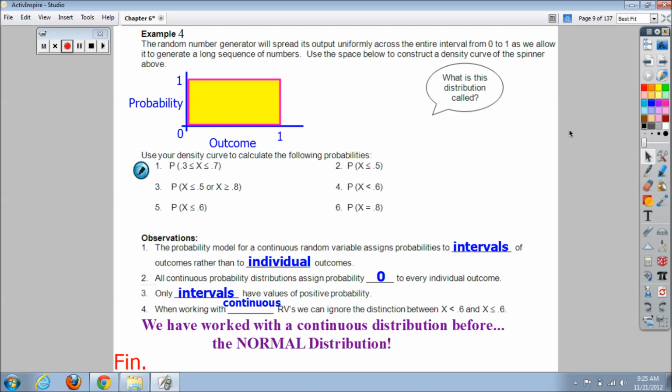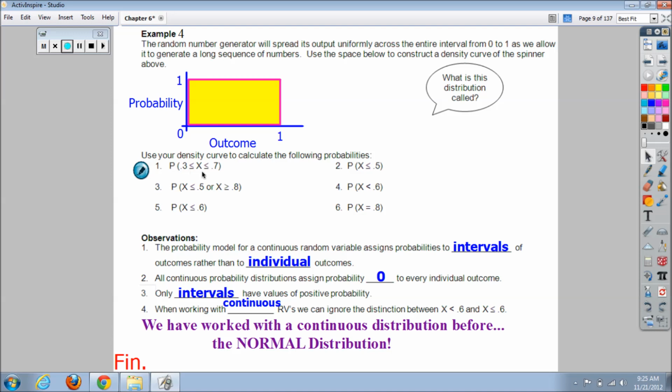So here we are at the end. The random number generator will spread its output uniformly across the entire interval from 0 to 1. So here is our uniform distribution again. We can have anywhere between 0 and 1. We're saying if we could come up with random values between 0 and 1 from our spinner, here's our density curve. This is what's going to seem a little odd, but we'll explain some of it here.